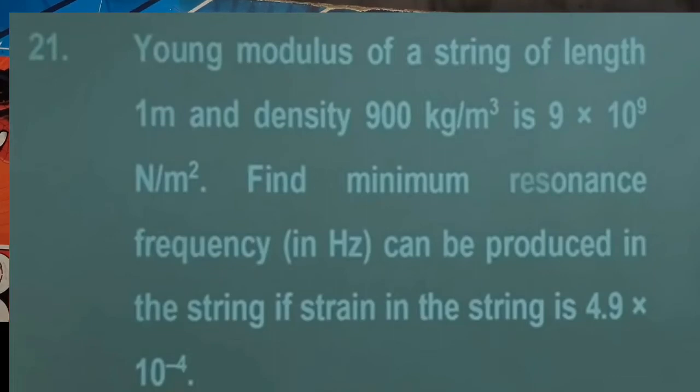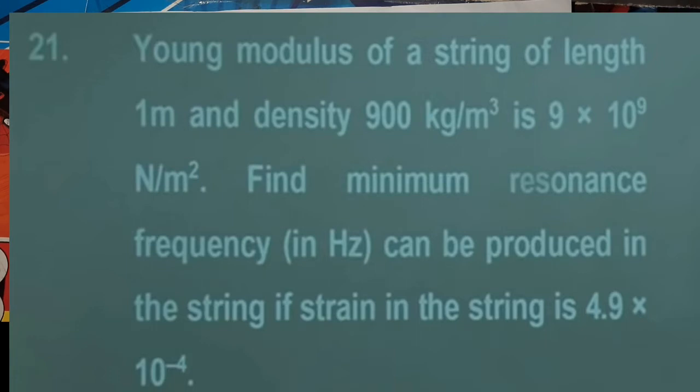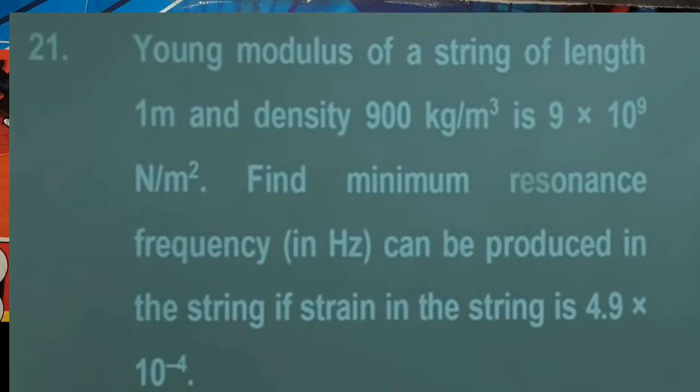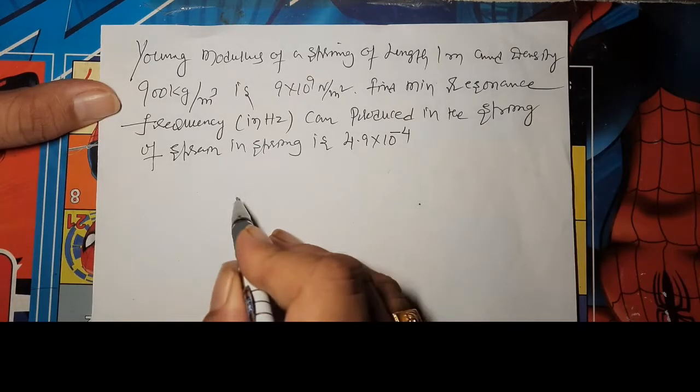Another question asked in JEE Main Shift 2, Evening Shift, September 2. Young modulus of a string of length 1 meter and density 900 kg per meter cube is 9 into 10 to the power of 9 Newton per meter square. Find the minimum resonance frequency in Hz that can be produced in the string if the strain in the string is 4.9 into 10 to the power of minus 4. So, what is the minimum frequency here?